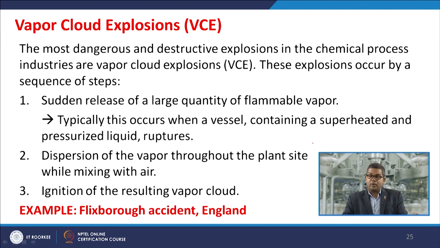Suppose I am working with a closed pool of hexane. We know that the boiling point of hexane is around 65 to 70 degrees Celsius, based on the purity of the material. I am working at, say, 110 or 125 degrees Celsius in a closed, pressurized vessel. So a sudden release of a large quantity of flammable vapor may occur, in this case hexane. Typically, this occurs when a vessel containing a superheated and pressurized liquid ruptures. Then comes dispersion of the vapor throughout the plant site while mixing with air.